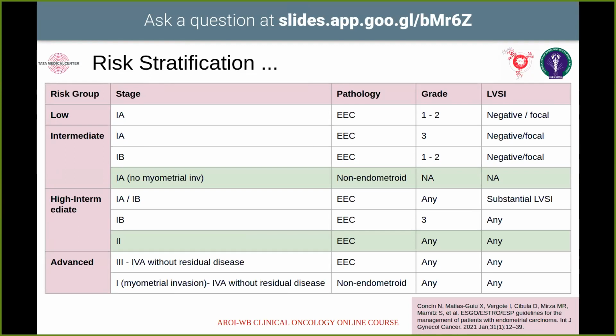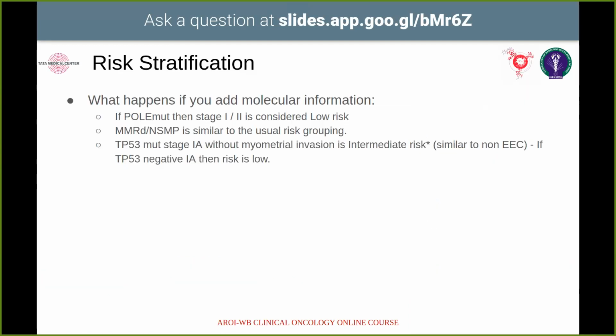Now, it is not saying that the therapy of all of these cases should exactly follow the therapy of the other intermediate risk cases with a classical endometrial cancer, but it is important from the point of view of future studies and trials. If you do have the molecular profile, then it is important to remember that even when you have got a stage 2 tumor, which is POLE mutated, the disease is considered as low risk. If you, on the other hand, have a TP53 mutation, then unless there is no myometrial invasion, it is always associated with a high intermediate or an advanced or a high risk disease phenotype. MMRD, NSMP status do not make a difference to the risk grouping. So this is important to understand and appreciate.